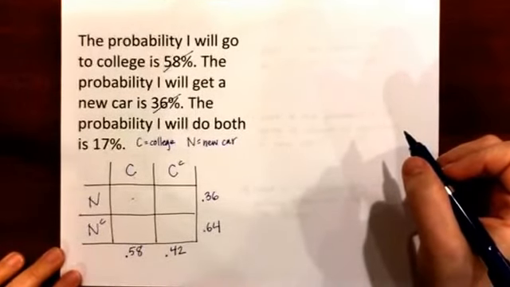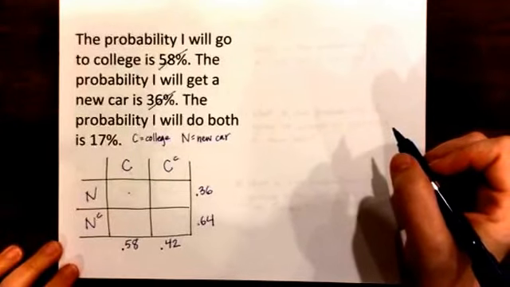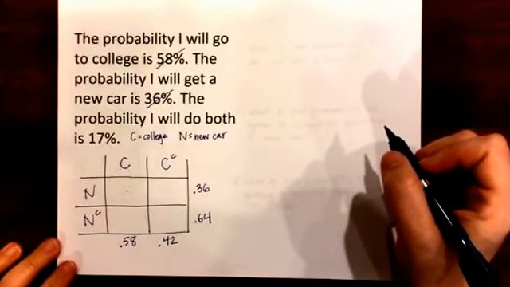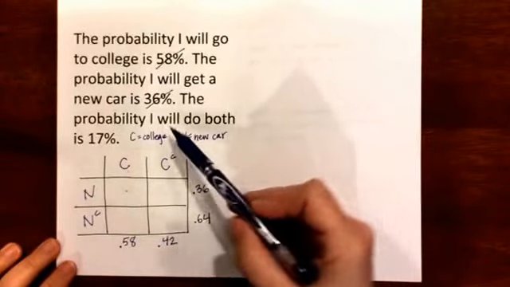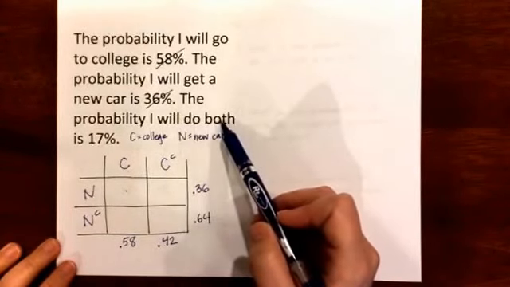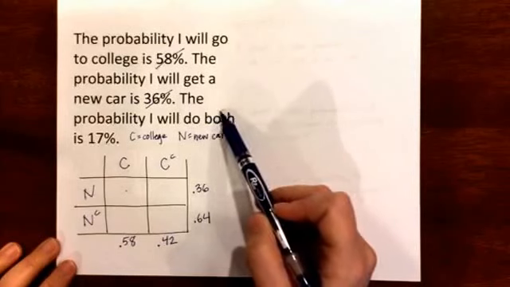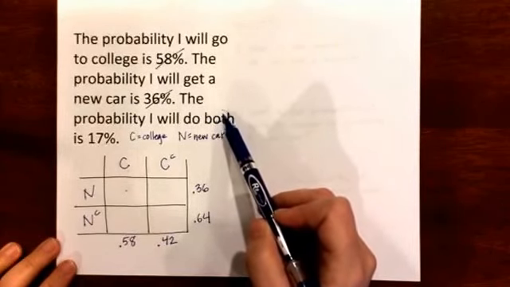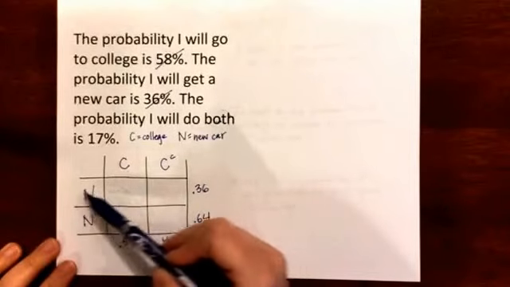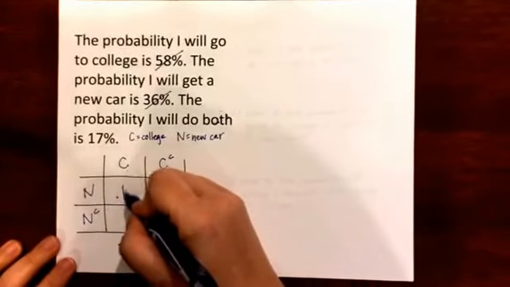The probability I will do both is 17%. Okay, so now this is where it gets a little confusing. Students have trouble figuring out, well, when do I multiply, when do I not multiply? This question is saying that both are occurring. Since both are occurring, we're talking and. So we're saying college and new car. So here's college, here's new car, so this is 17%.